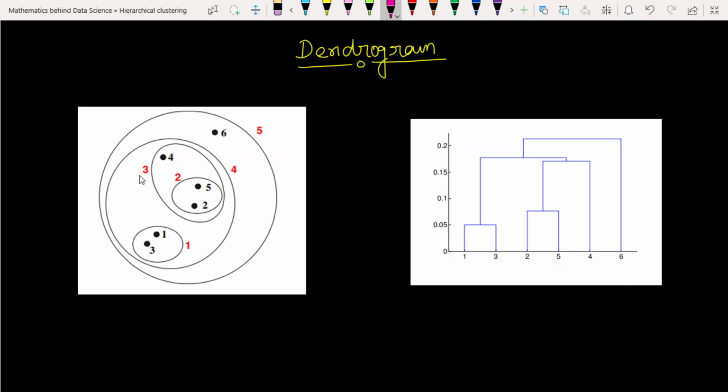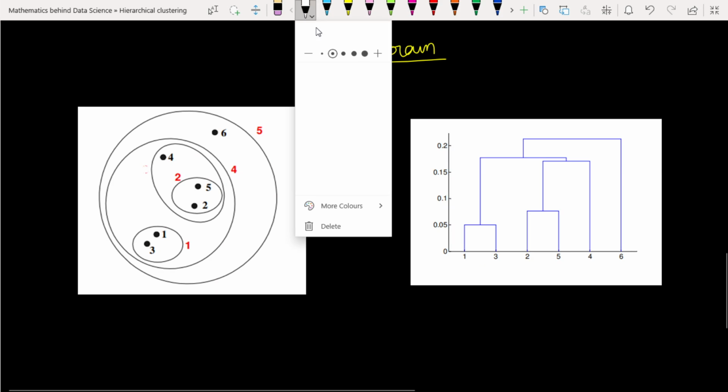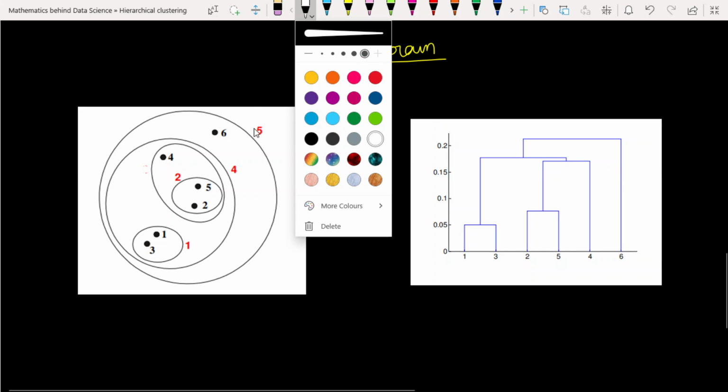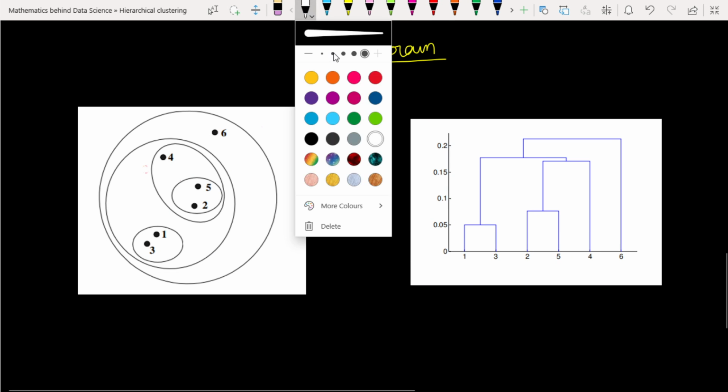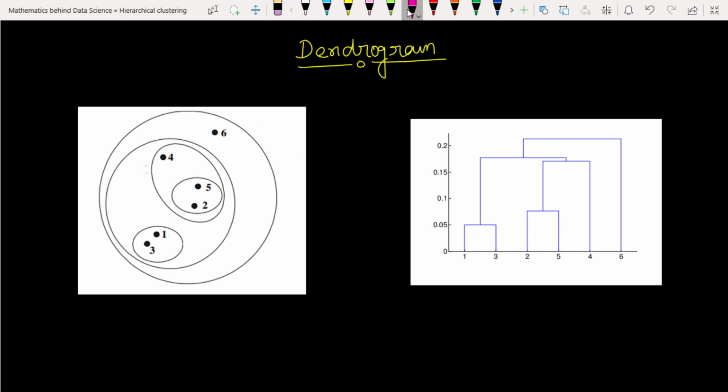These 6 points. Don't be confused. Just omit this point for a while. We will discuss everything step by step. Suppose these are the 6 points that we have: 1, 2, 3, 4, 5, 6.